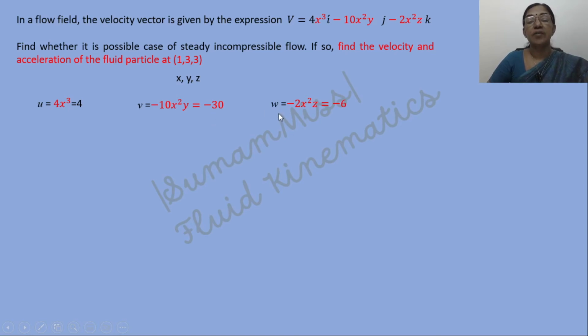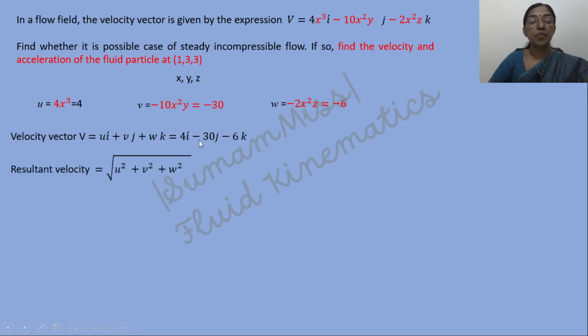Similarly, the value of w is equal to minus 6. So our expression is v equal to ui plus vj plus wk. If we substitute, the velocity vector is equal to 4i minus 30j minus 6k. And the velocity is equal to the root of u square plus v square plus w square, which is obtained as 29.666 units. The relative position of the fluid particle is thus not fixed, and it varies from time to time.